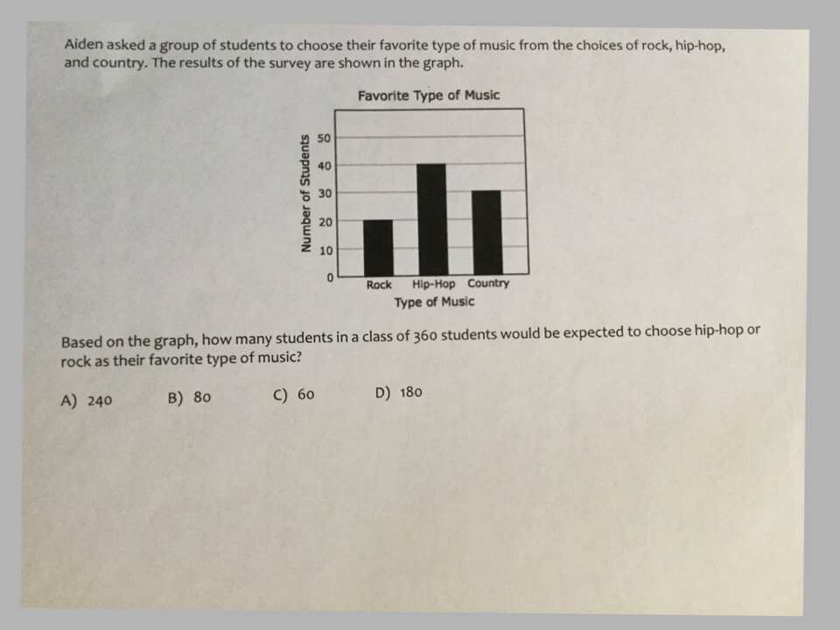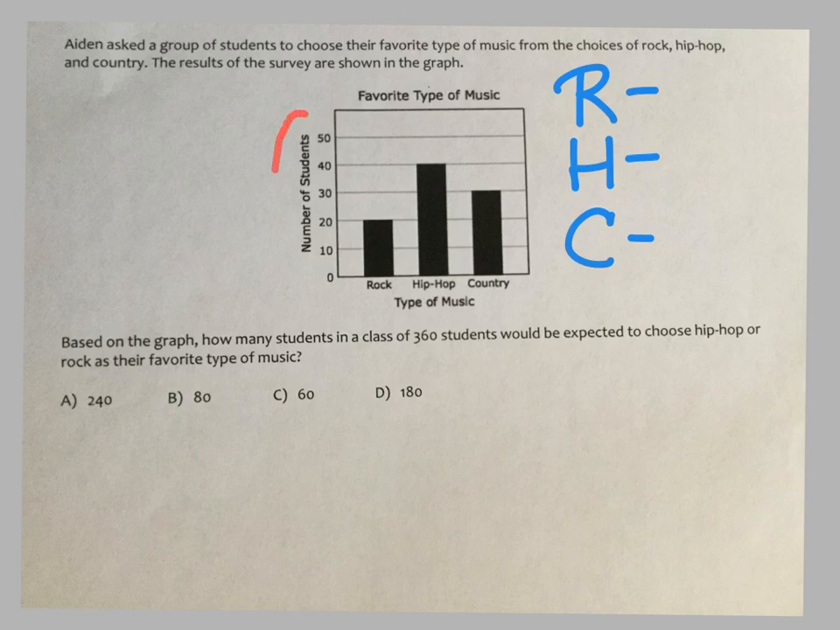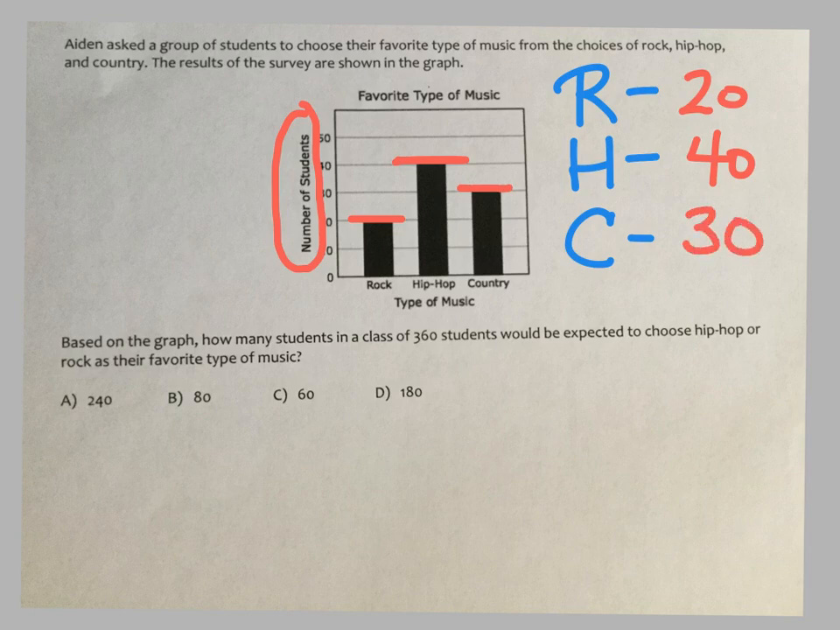Aiden asked a group of students to choose their favorite type of music from the choices of rock, hip-hop, and country. The results of the survey are shown in the graph. Well, we can see the y-axis of the graph is the number of students. How many students voted for rock? Looks like 20. How many voted for hip-hop? Looks like 40. And how many voted for country? Looks like 30. 20 to rock, 40 to hip-hop, 30 to country.